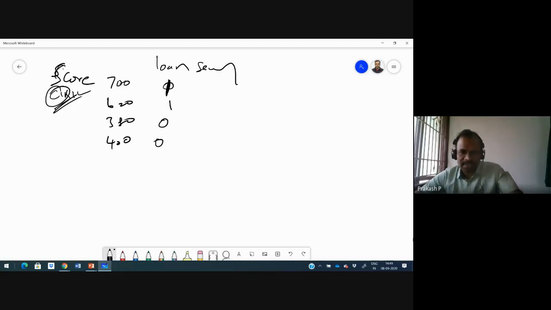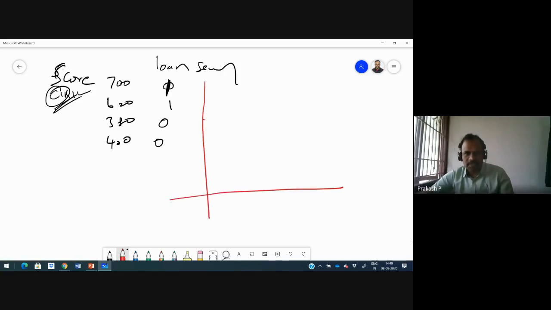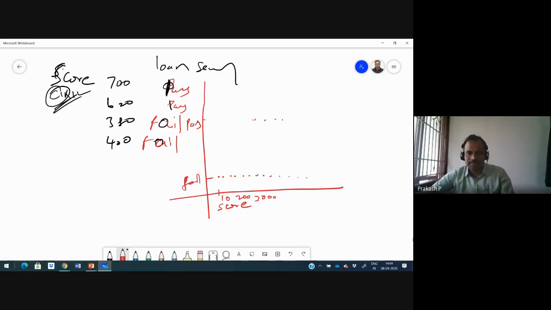If you draw the scatter plot for this, this is the score. Or else we can take pass and fail. Score is 100, 200, 300, fail. So there are two categories: one is pass, another one is fail. When you try to draw a plot, you may get a plot like this.